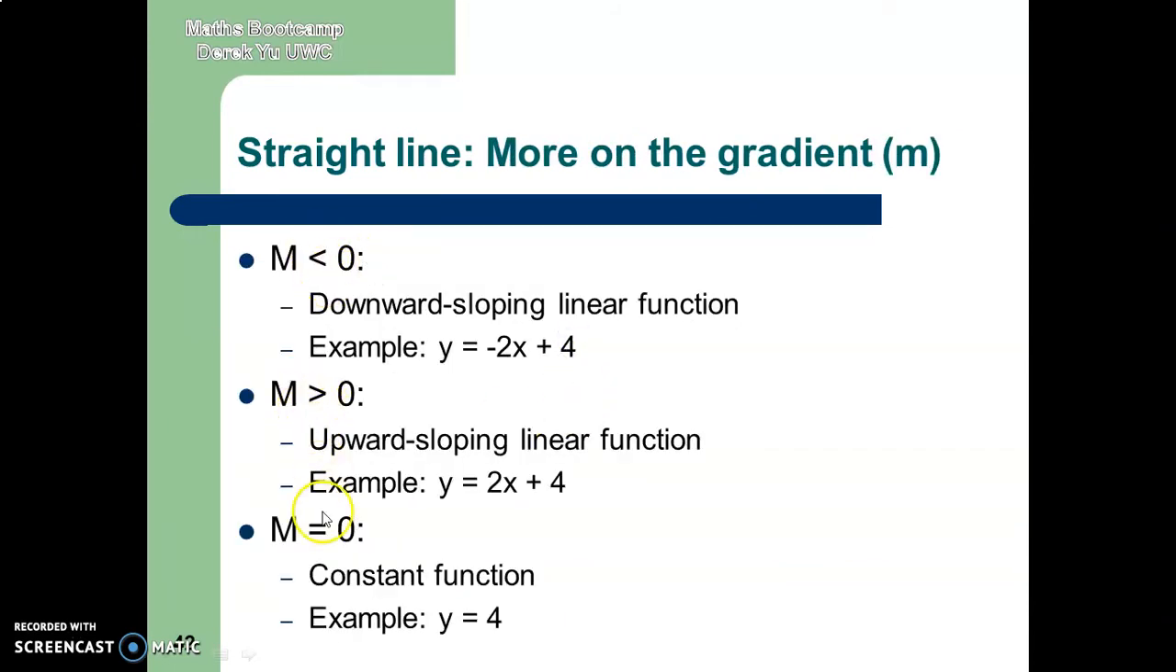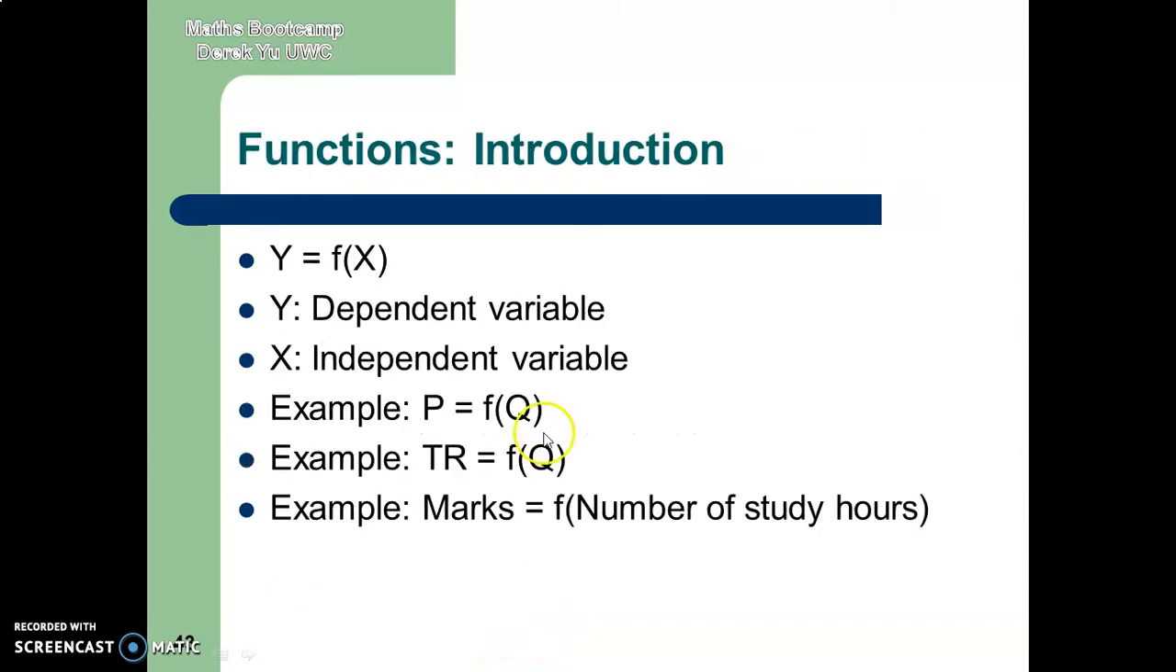And then interpretation of the gradient. Negative slope, positive slope, and this is the special case, constant function when slope equals 0. Then you can expect graphically it is a horizontal line. Okay, then functions, y as a function of x, and then some economic examples, price as a function of quantity. It means we simply rename y as p and we rename x as q. Similarly, total revenue is a function of quantity, meaning I rename y as TR, total revenue, and I rename x as q, the quantity. This is another example. Marks is a function of study hours.